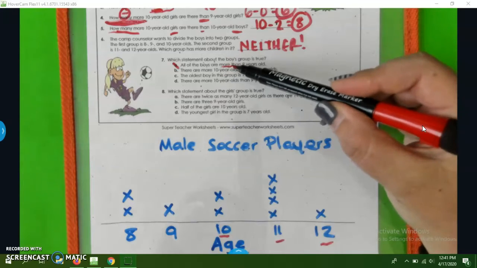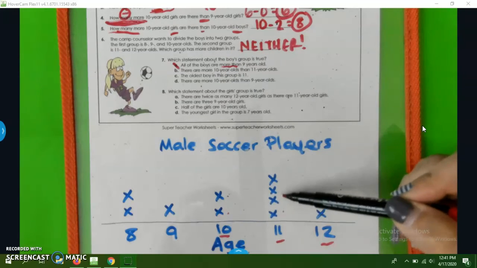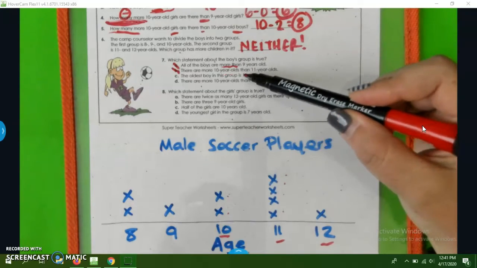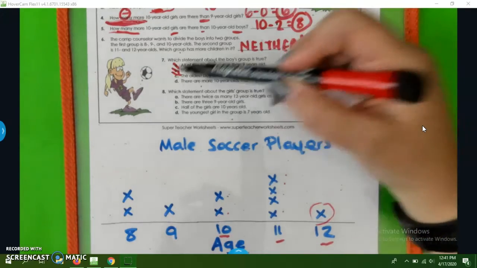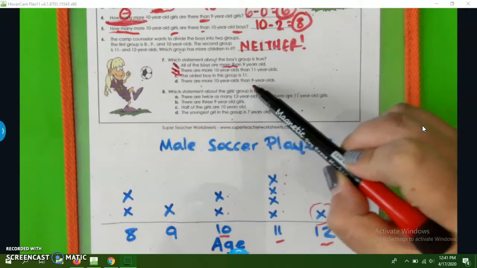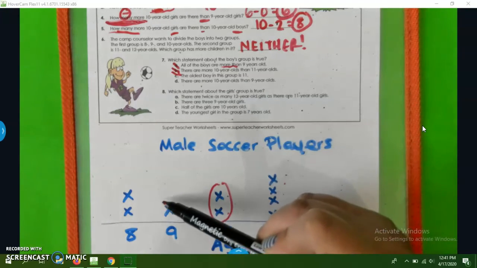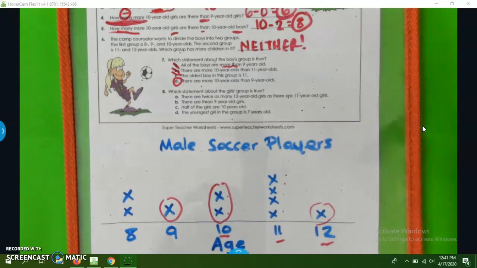There are more 10-year-olds than 11. There's only 2 10-year-olds and 4 11-year-olds, so that's not true. The oldest boy is 11. Well, no, we have a 12-year-old boy. There are more 10-year-olds than 9-year-olds. There are 2 10-year-olds and only 1 9-year-old, so then that statement is true.